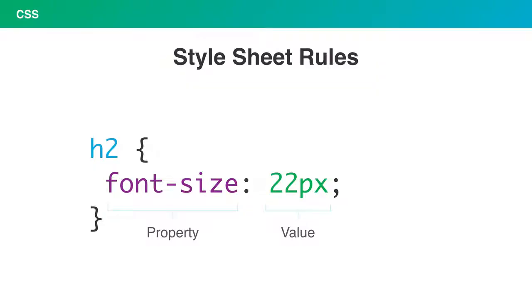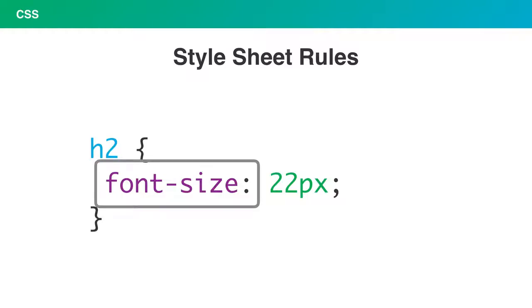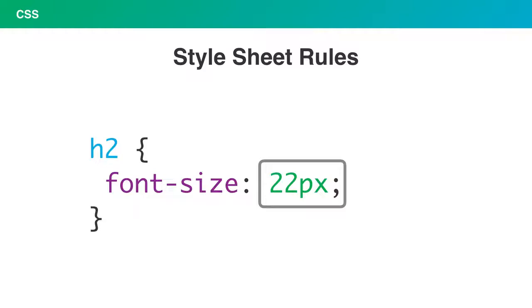Similar to attributes on an HTML element, CSS styles are made of two things: properties and values. Properties, which come first, are always accompanied by colons. Values are always accompanied by semicolons, which denotes the end of a style. The property is the part of the selector we want to style, and the value is how we want to style it. In this case, we want to style the font size of the H2 text, and the value here says we want to set the font size of the H2 text to 22 pixels.